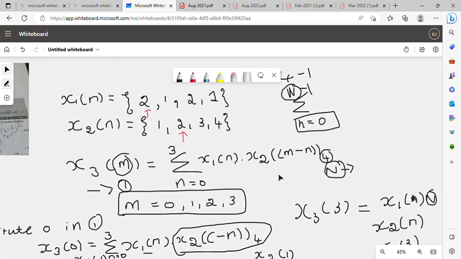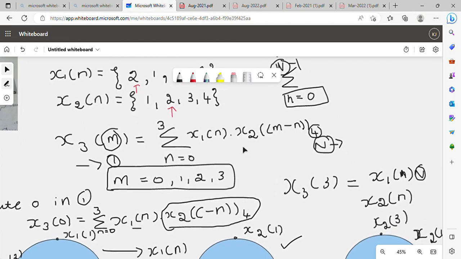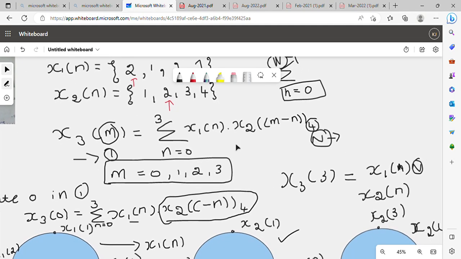So now what is the given question? My given question is x1 of n is equal to 2 1 2 1 and x2 of n is equal to 1 2 3 4. Now what I have to find out is x3 of n, which is the circular convolution of x1 of n and x2 of n, right? So here my formula is x3 of n is equal to the summation from n equals 0 to N minus 1 of x1 of n into x2 of (m minus n) mod N.